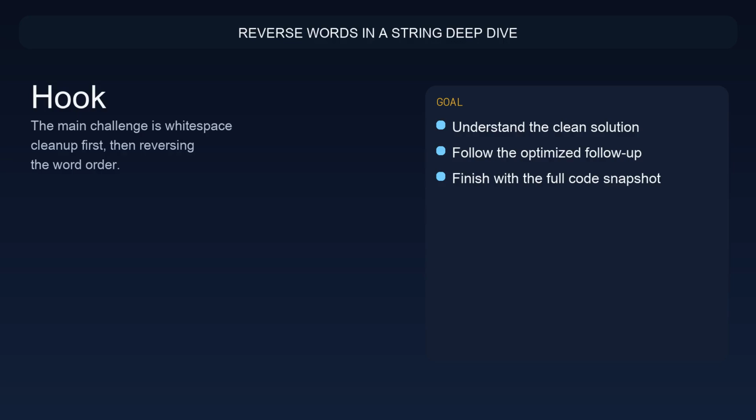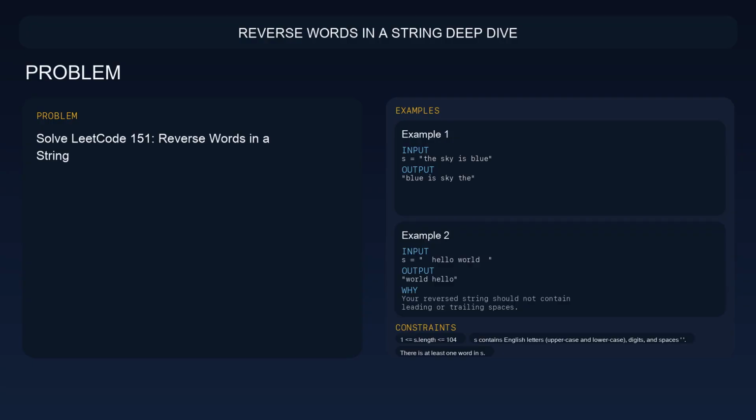This is really two jobs combined. First, collapse the spacing into clean words, then reverse the word order. We need to return the words in reverse order with exactly one space between them, and no leading or trailing spaces. Solve LeetCode 151, Reverse Words in a String.